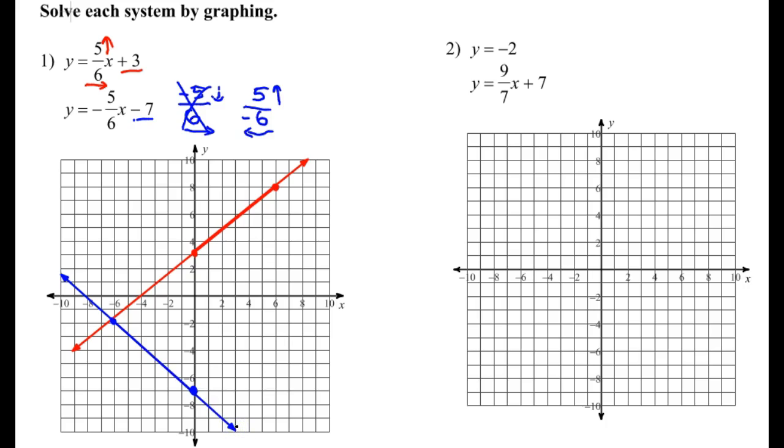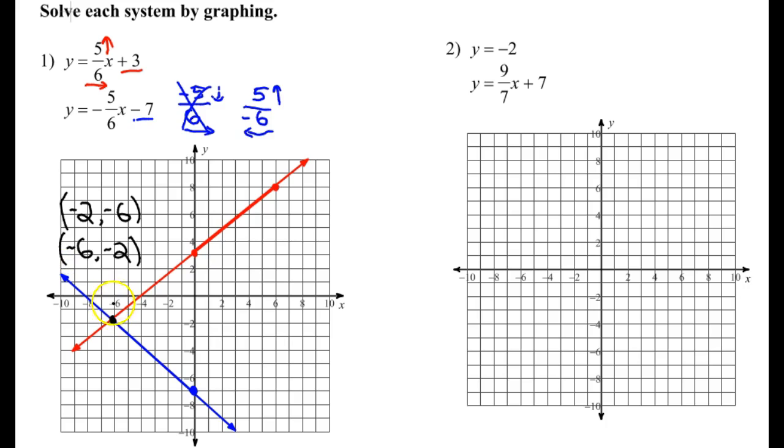Of course, after all that, don't forget to write your answer down. So it's the intersection right here at, let's see here, which one is this? Is this -2 comma -6? Is that right? Is that the right intersection? Or is it -6 comma -2? Which one is it?